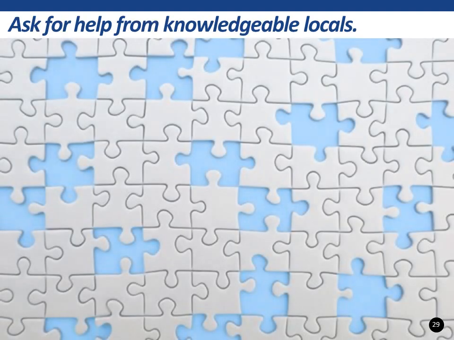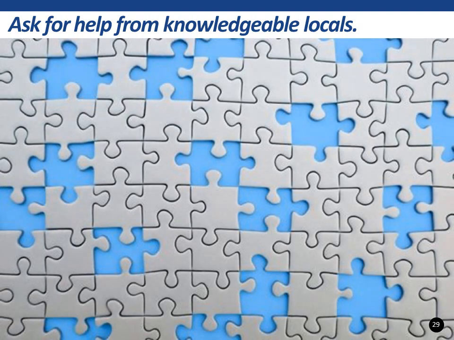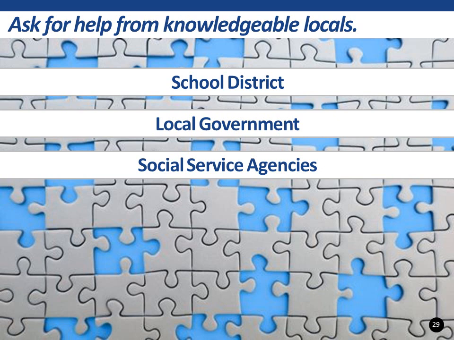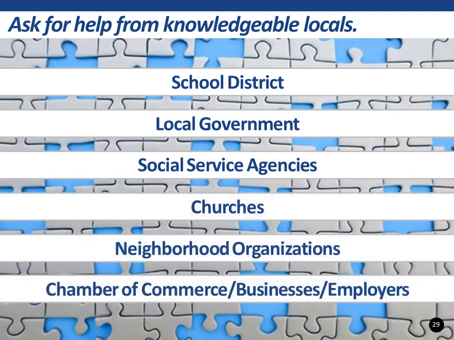Verify the data with the assistance of knowledgeable locals. Talk to planners with the school district and local government. People providing social services in the area typically have an in-depth knowledge of who is in the community on a permanent or temporary basis. Other potentially knowledgeable sources are church leaders, neighborhood organizations, the Chamber of Commerce, and local businesses and employers.